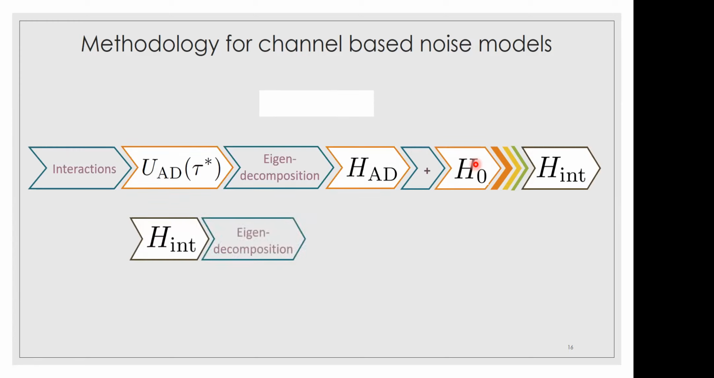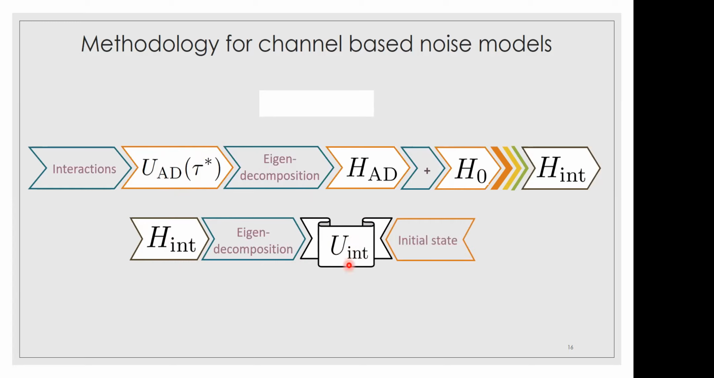So through H-int, we again perform an eigendecomposition, and we get U-int, which corresponds to H-int. Now U-int would have these factors tau1 and tau2, depending on which path you are going to, gamma1 and gamma2. So tau star here was some intrinsic time scale associated with the dynamics of the noise model. And tau1 and tau2, after all these steps, would correspond to the actual proper times along the paths. You plug in the initial state in this U-int, and you get the final state, and then you plug the final state in the visibility expression to obtain the visibility.